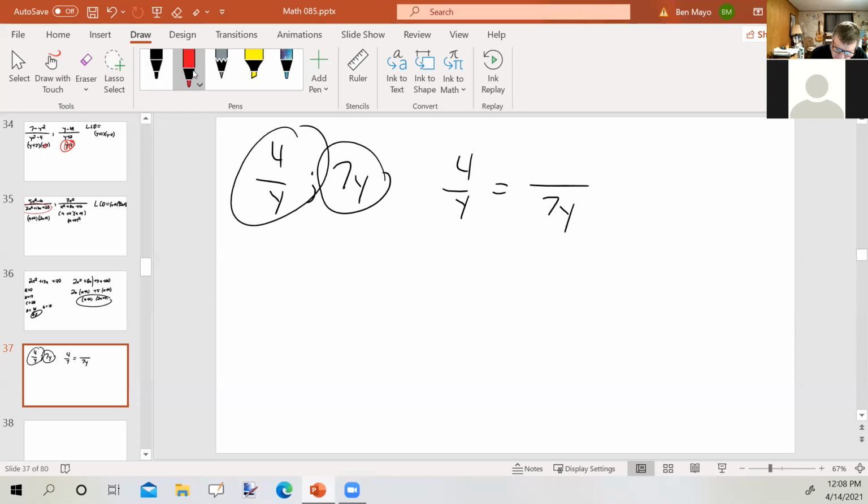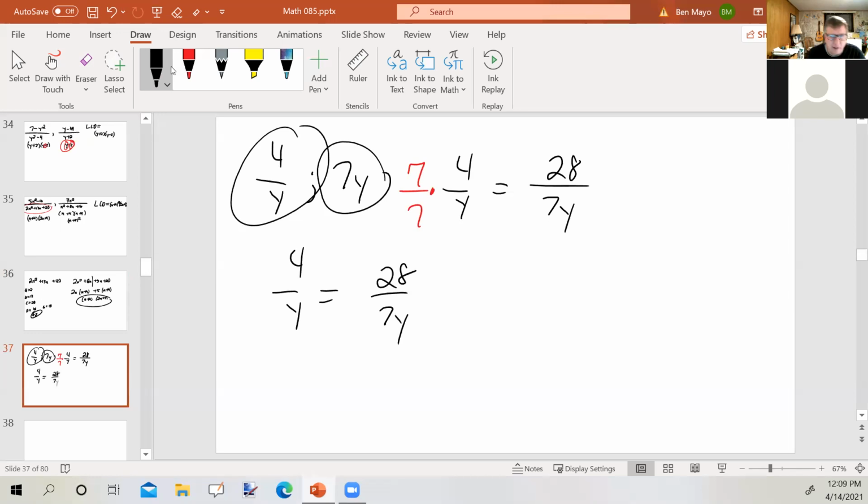So what do I need to do to the y on the bottom to make it a 7y? Multiply by 7. So what do I need to do to the numerator as well? Multiply by 7. So what's the new numerator? 28. There you go. So 4 over y equals 28 over 7y. So you're writing a new equivalent fraction with that new denominator. Okay? So instead of reducing now, we're building. We all right with that?